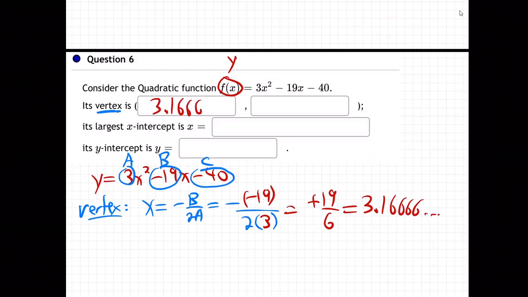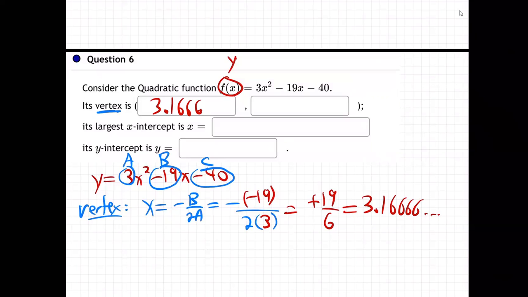You can just type in a few of those, or you could put in the 19 over 6. It'll take the fraction or the decimal. Just put in enough decimals like that. So let me make sure I'm right on that. Yeah, that's right. Okay, I did that right. So you can choose your calculator. And now that's the x.